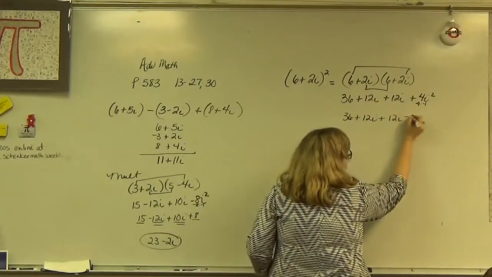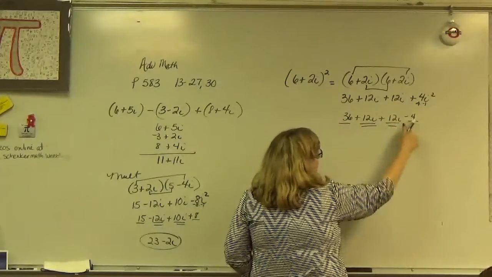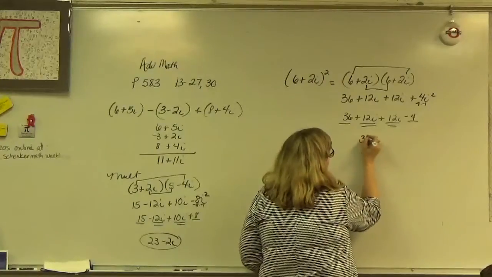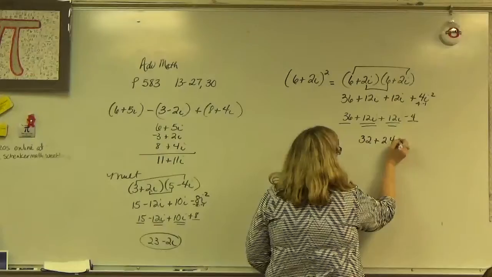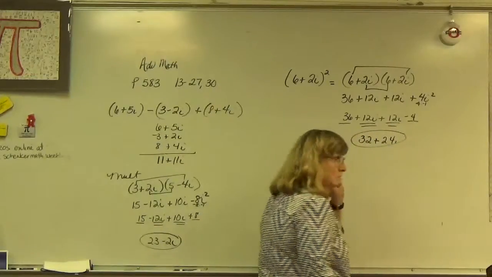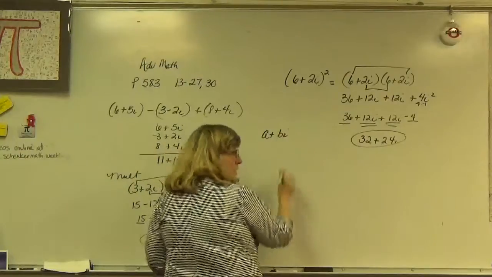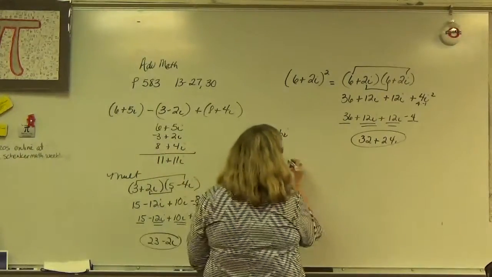So that ends up being a -4 then? Combining like terms, what's 36 subtract 4? 32. And what's 12i plus 12i? 24. Does it matter if we write the i first or the other? Well, the form of a complex number is called a plus bi. So you write your i term last.